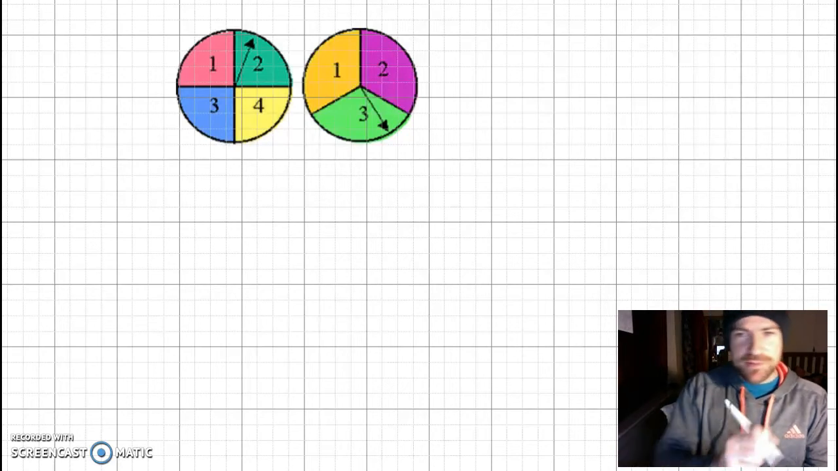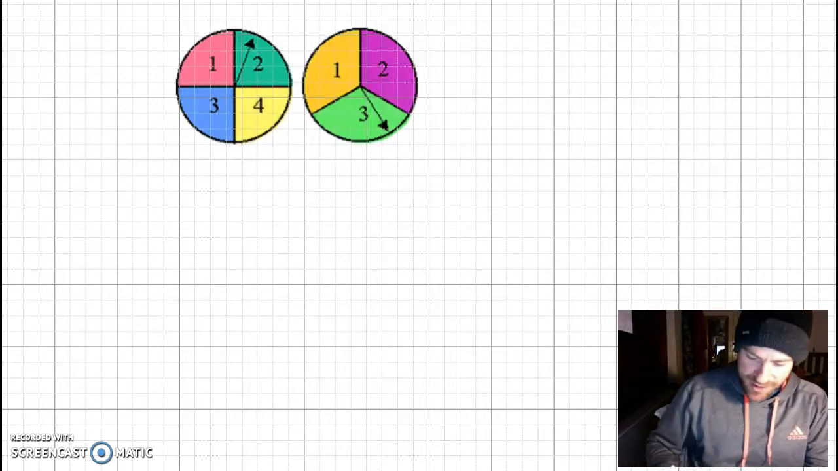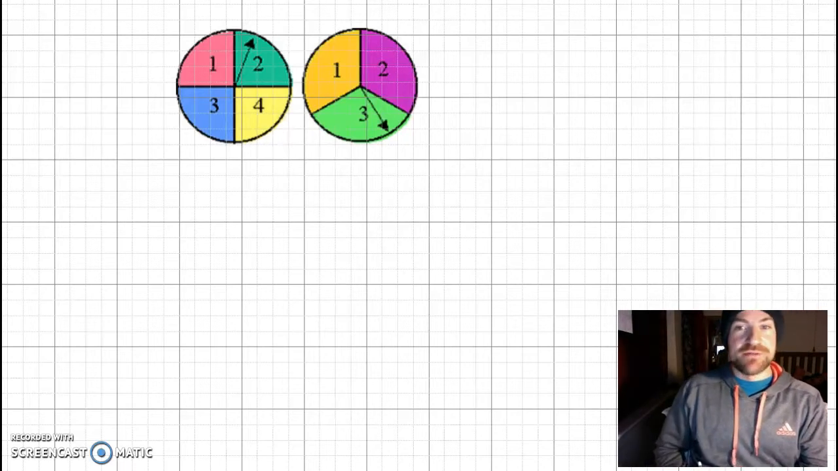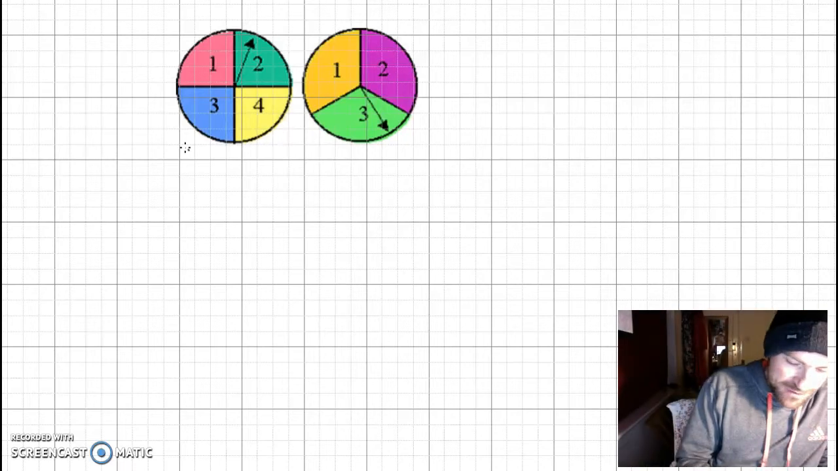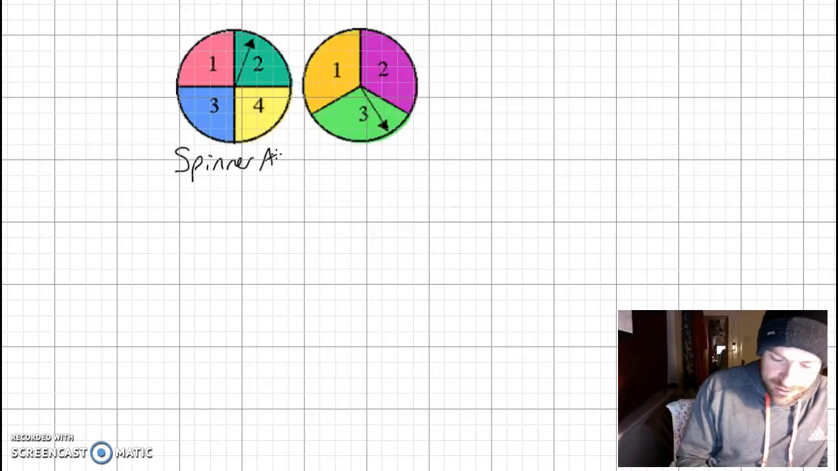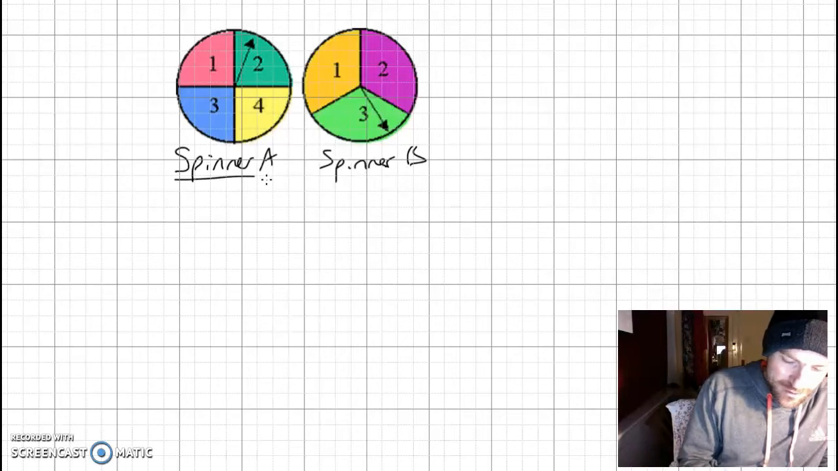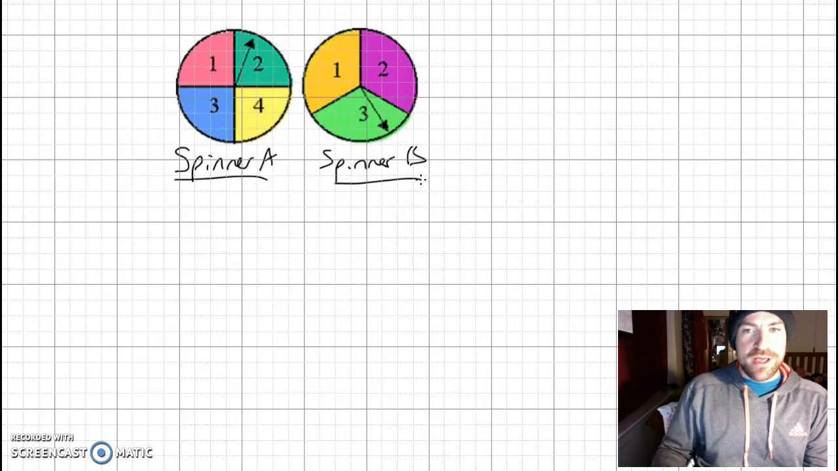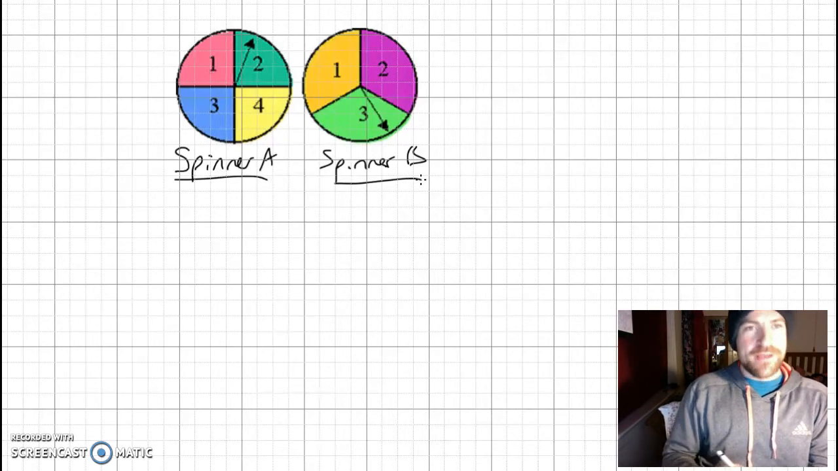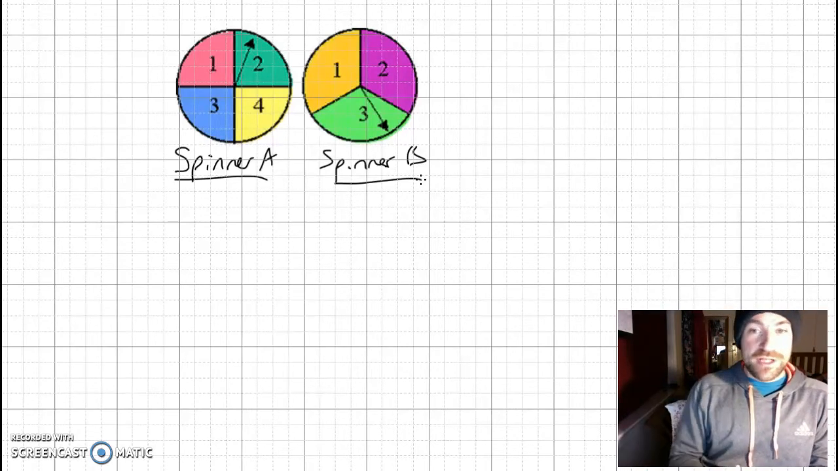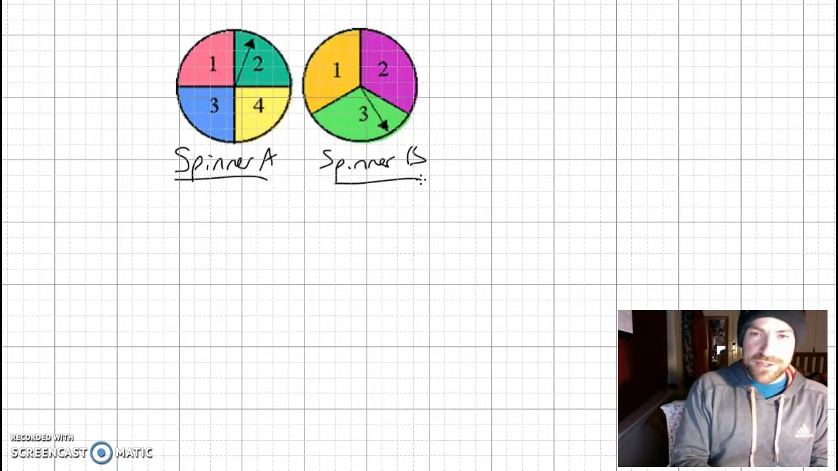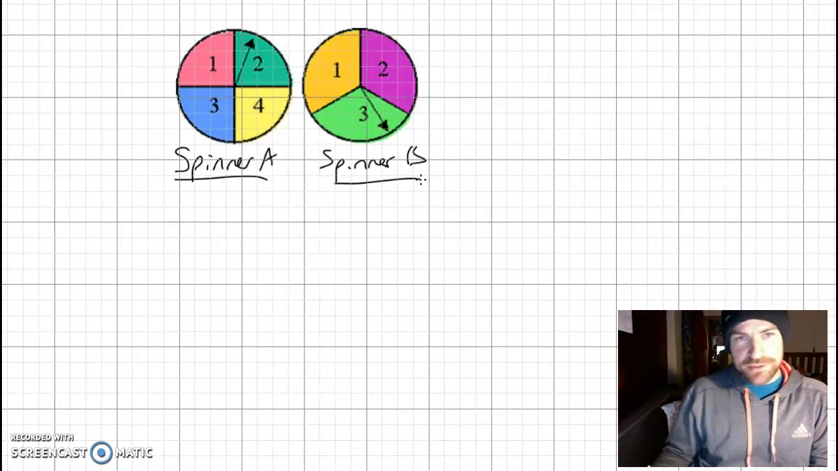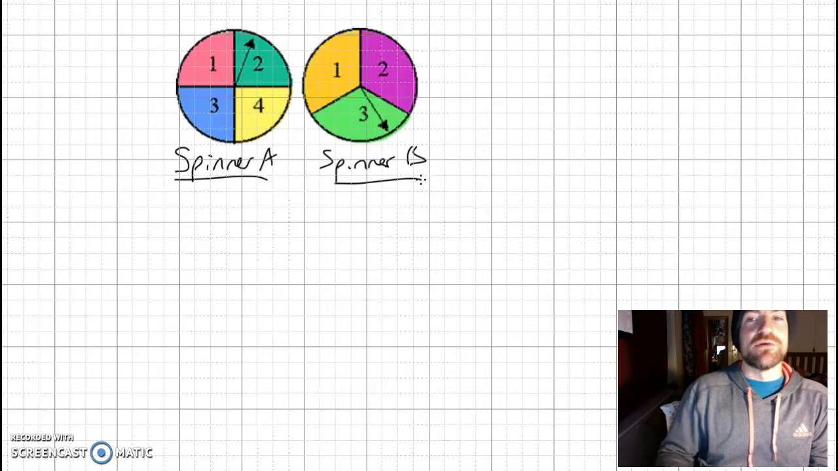So we're going to use the example of these two spinners here to help us get our heads around it. If we call this spinner A, and if we call this one spinner B, all a list simply does is record the outcomes in a logical way. In this scenario, we're going to spin spinner A, and then spin spinner B, and just record the outcomes from each.